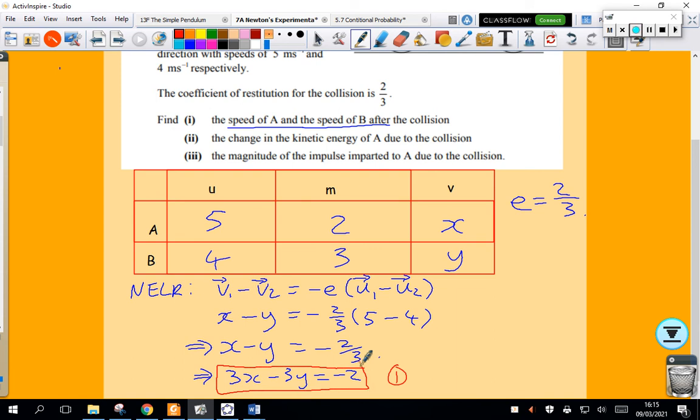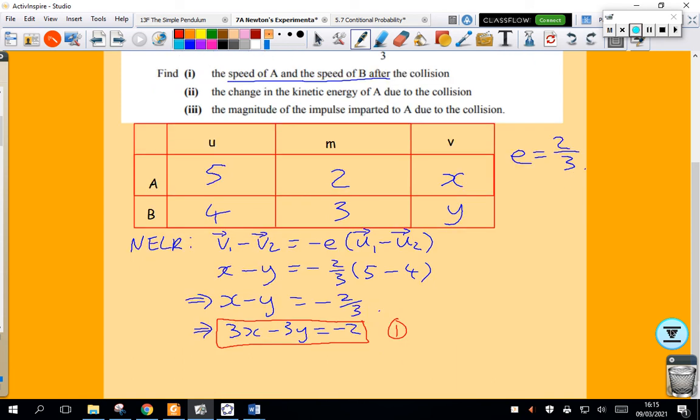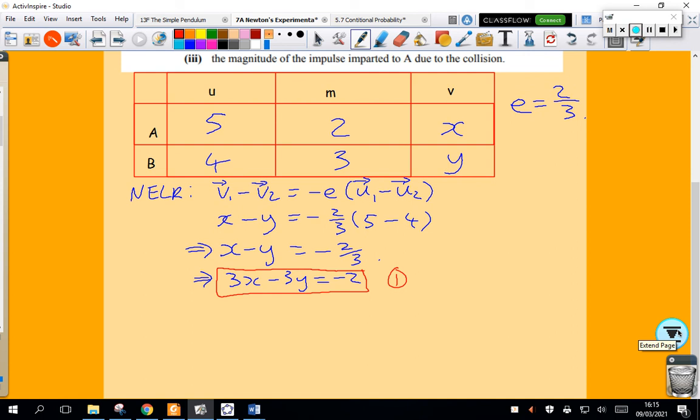And you can probably see where this is going. I'm going to develop a second equation here. And the second equation comes from the principle of conservation of linear momentum. Notice I'm giving it a title. I'm always going to write the full thing out. Also on page 51 of your Formula and Tables booklets: m1u1 plus m2u2 is equal to m1v1 plus m2v2.